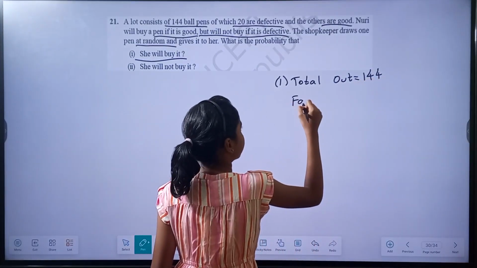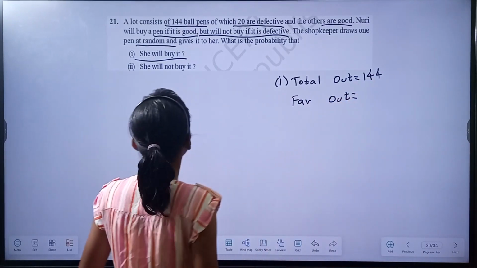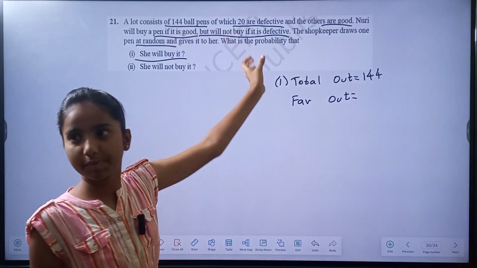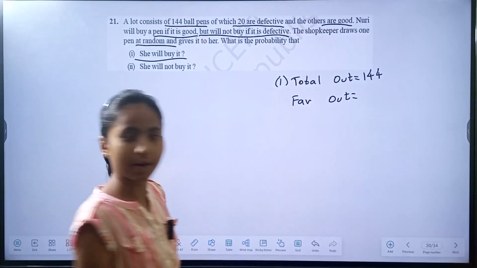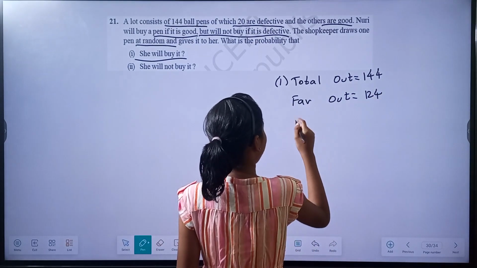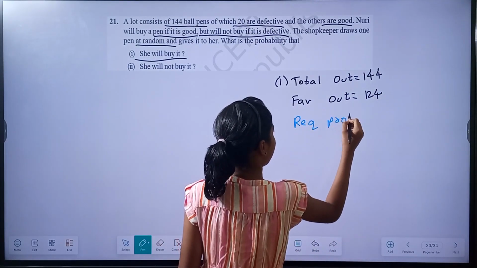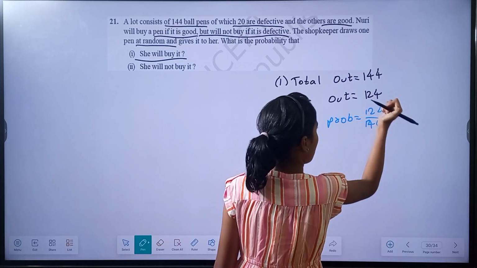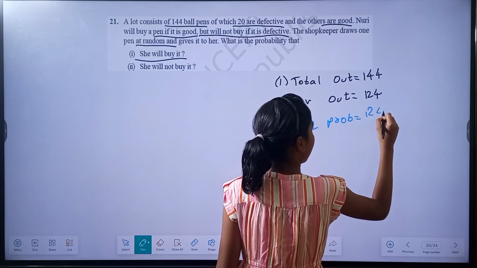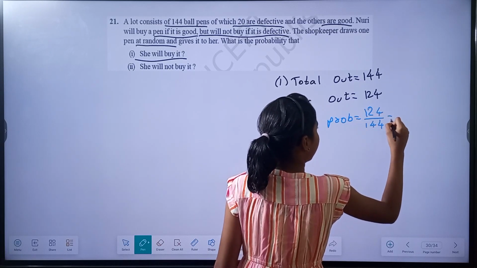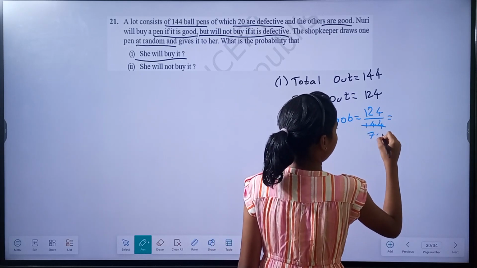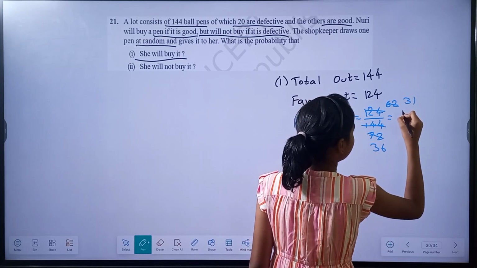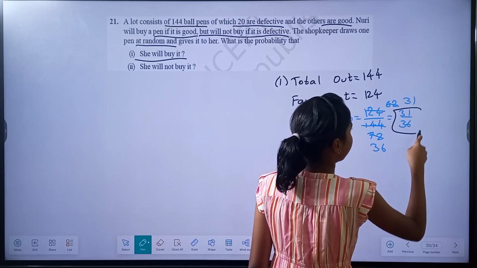And the favorable outcomes: she'll buy it, which means 124 pens, because she'll buy only if it is good. 20 are defective, so 124. The required probability is equal to 124 by 144, which is equal to, cancelling, 31 by 36. This was the first part.